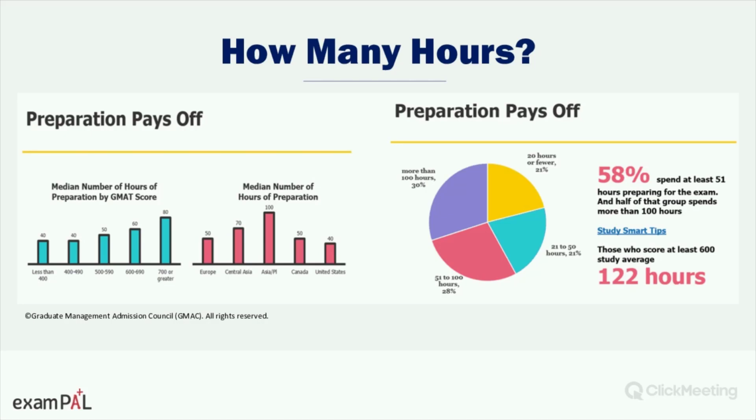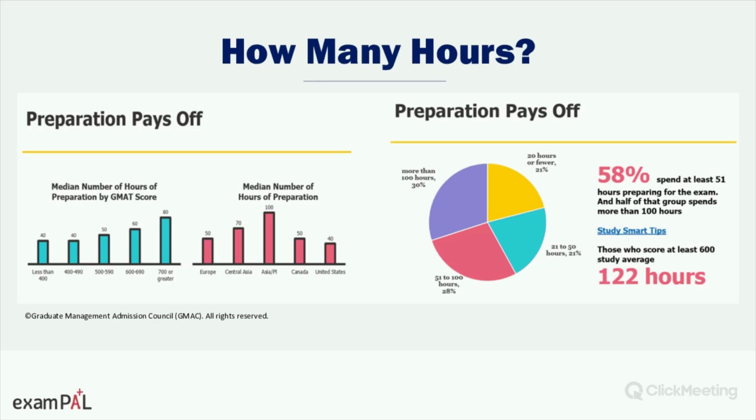And I'm not going to go over everything here really, but I'm going to point your attention towards a few things. So first, let's start actually from the end. On the bottom right corner, look, it's written there. Those that score at least 600 study on average 122 hours. Okay, and now let's look on the very left side, median number of hours of preparation by GMAT score. And you can really see here how as the number of hours goes up, the score grows in accordance, okay?